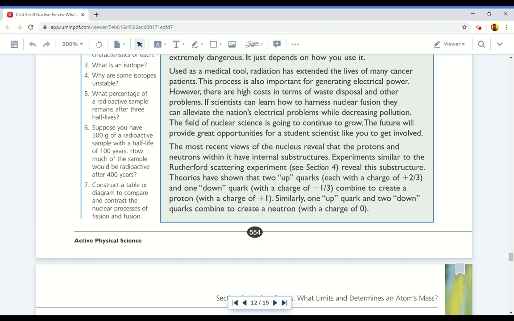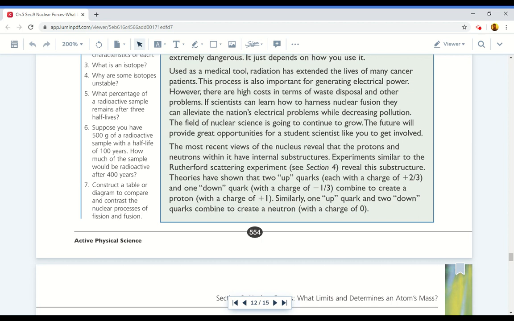If scientists can learn how to harness nuclear fusion, they can alleviate the nation's electrical problems while decreasing pollution. The field of nuclear science is going to continue to grow. The future will provide great opportunities for a student scientist like you to get involved.